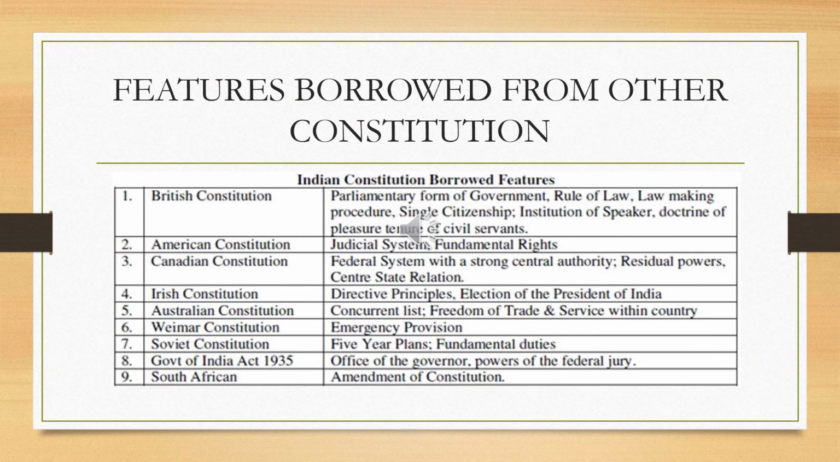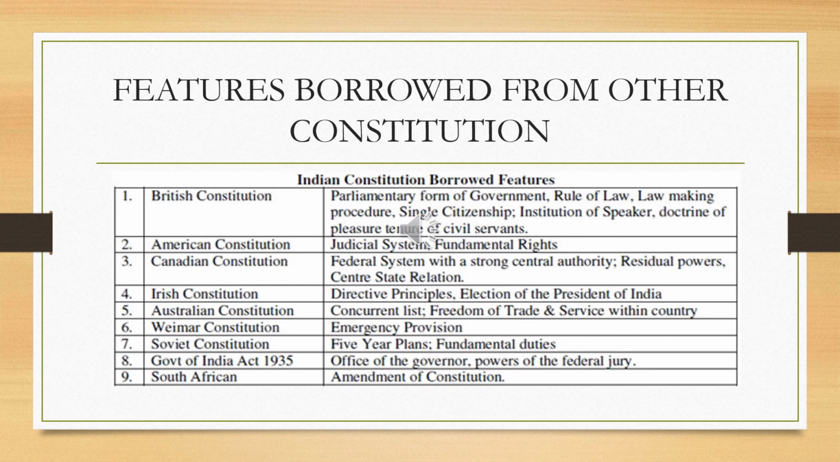Now let's study about the features that we borrowed from other constitutions. From the British constitution we borrowed the parliamentary form of government. That means, in a parliamentary form of government, the political party which acquires maximum seats in Lok Sabha forms the government, and the leader of that particular party becomes the prime minister. Next one, rule of law. Rule of law means no one is above the law of the constitution. Each and everyone should follow the rules and regulations mentioned in the constitution.